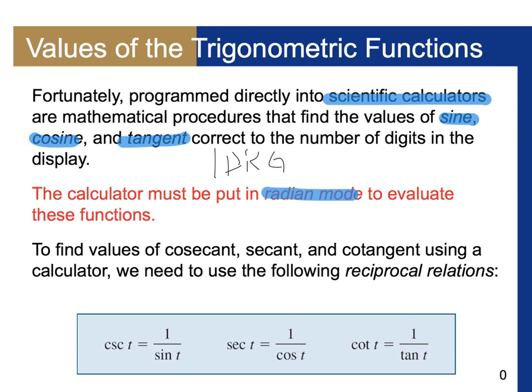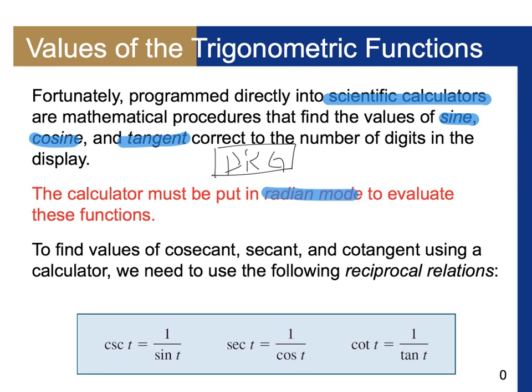DRG, okay. And that toggle is a three-way toggle, toggling between degrees, radians, and gradients. We're not going to use gradients for this course, but we're going to use degrees in Chapter 6. We want to be in radian mode. Usually it'll say RAD or something like that in your calculator.